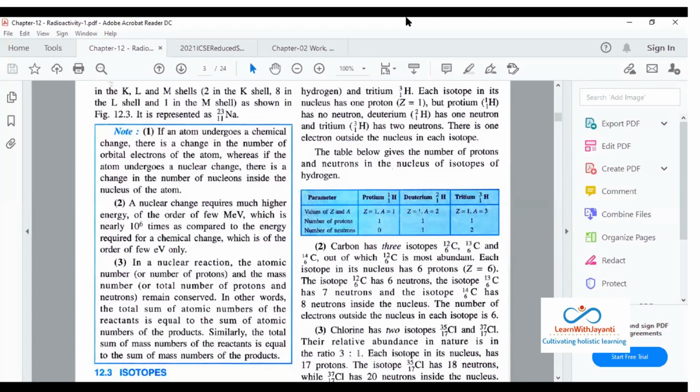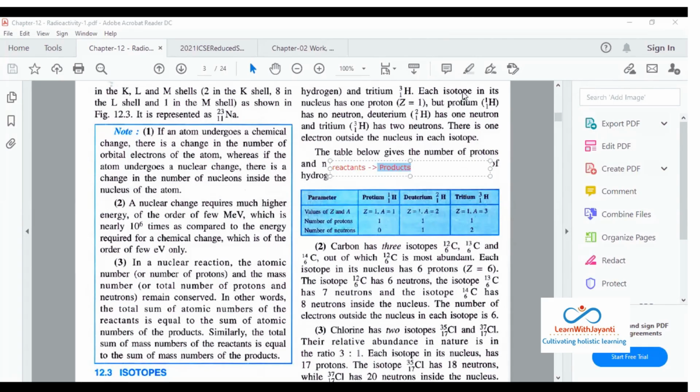ठीक है, the reactant side, I hope you know what is a reactant. reactants क्या होते हैं? जो arrow के पहले होते हैं, and these are products. So what they are saying, the sum of the atomic number of reactants should be equal to the sum of the atomic number of the products. This won't change. It's not only the atomic number, also the mass number. They also remain equal.